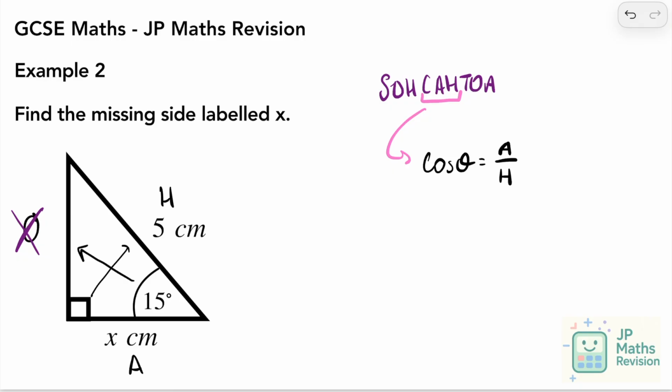And now I'm going to substitute in the values I have. So theta is the angle, in this case it's 15, so cos of 15. A is the adjacent, which is x, and h is the hypotenuse, which is 5. So cos 15 is x over 5, so now I need to get x by itself. So I'm going to multiply both sides by 5, and I end up with x equals 5 times cos 15. And if I type that into my calculator, I get 4.83.